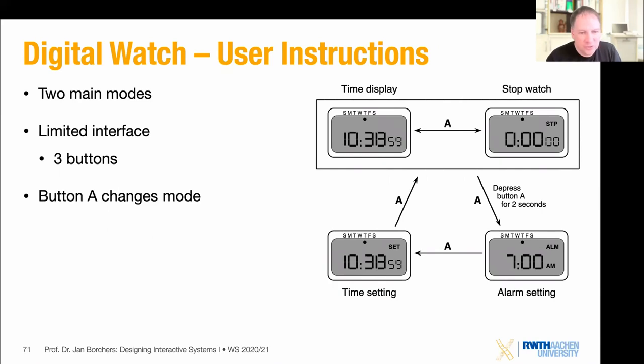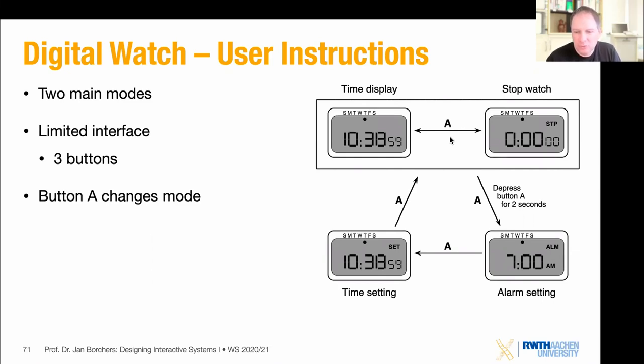This watch has two main modes, stopwatch and time display, and a limited interface with only 3 buttons on them. And button A is there to switch between time and stopwatch as a mode, right? So what that means is basically, if I press this button briefly, I get from time to stopwatch and back. If I hold it down for 2 seconds, I get to set the alarm. If I press it again, then I get to set the time. If I press it again, I'm back in normal display mode. Looks pretty good so far, right?